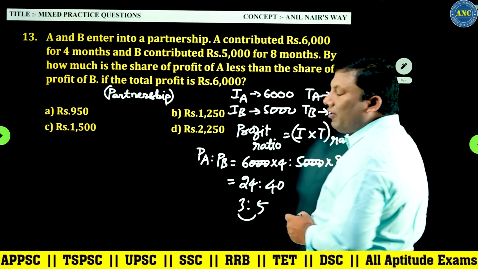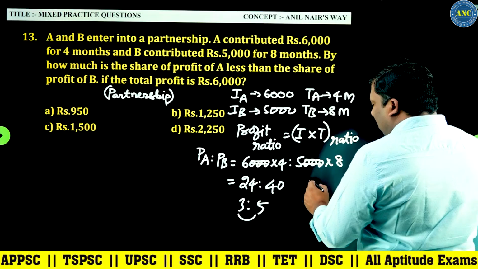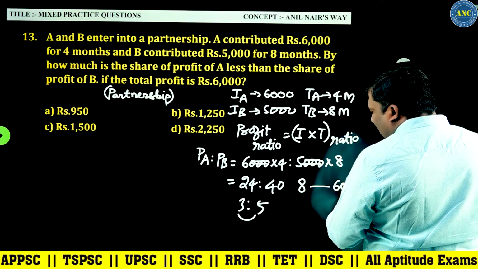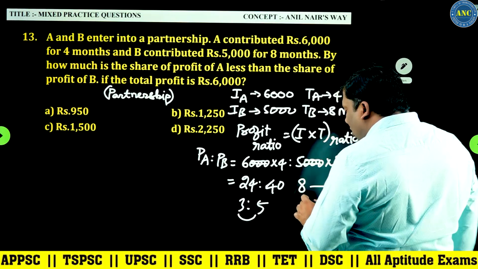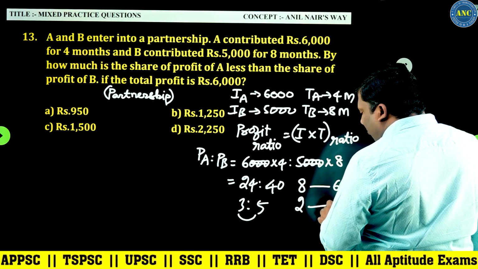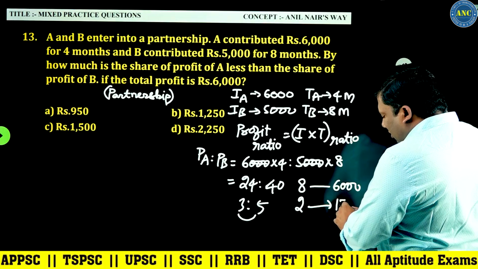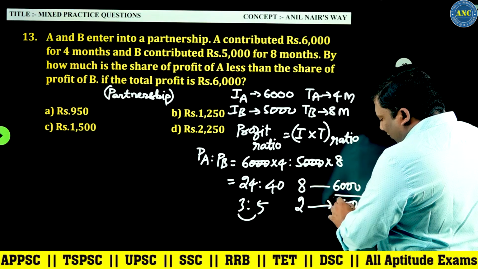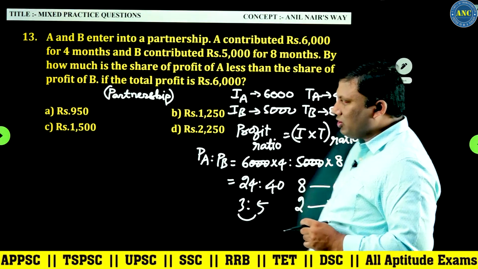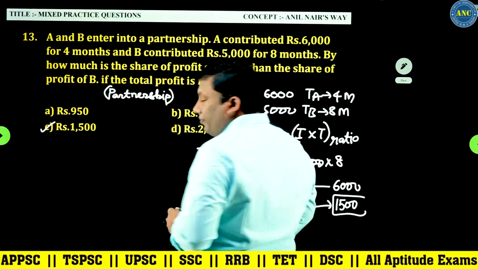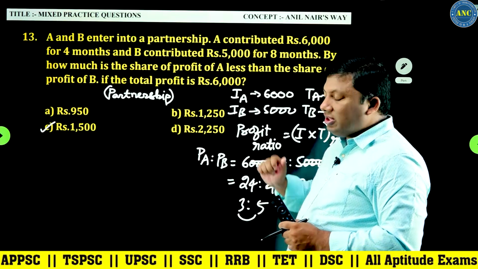If the total profit is 6,000, 3 plus 5 is 8. 8 is given as 6,000 and profit of A is 2 less than profit of B. 2 fours are 8. Something into 4 is 6,000. That something has to be 1,500. What is the answer for this question? Option C.